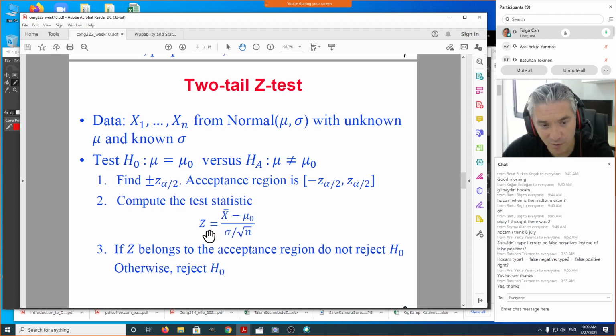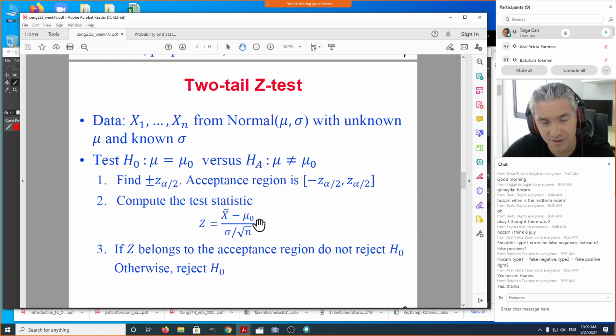So as you can see, what we do here is not so much different. This is the same formula. This is just standardizing x bar. This sigma divided by square root of n is our standard error. It's the standard deviation of x bar. Since x bar is normally distributed asymptotically, and it's unbiased, the expected value of x bar is mu0, under the assumption that the null hypothesis is true.